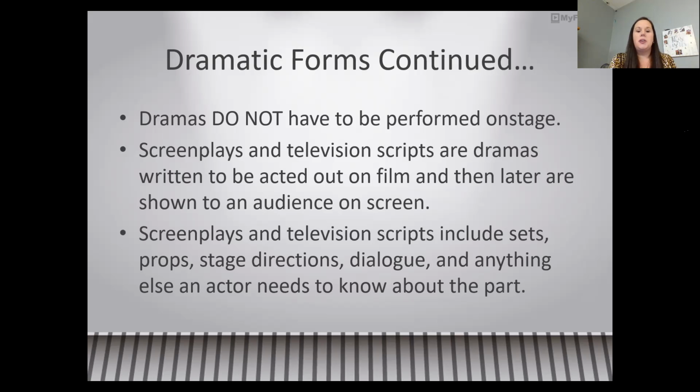Screenplays and television scripts are going to have your sets, they're going to have your props, they're going to have what are called stage directions. They're going to have dialogue, which we learned last unit. Dialogue is who's saying what to each other. And anything else the actor might need to know to make the story really come to life and enjoyable for everybody.